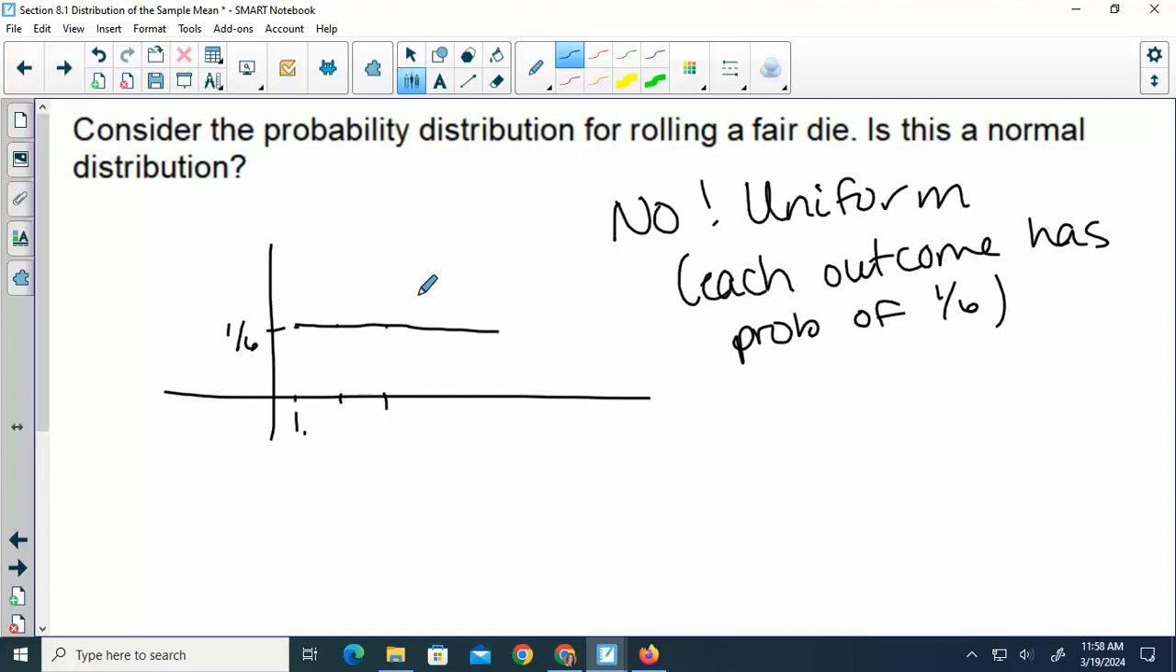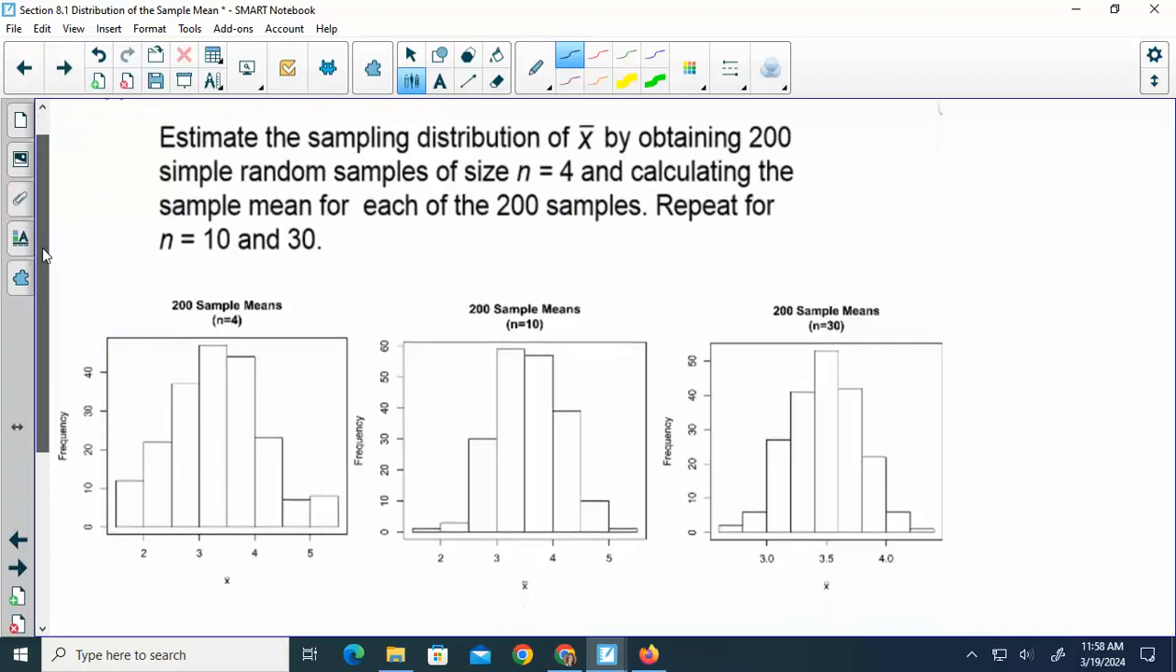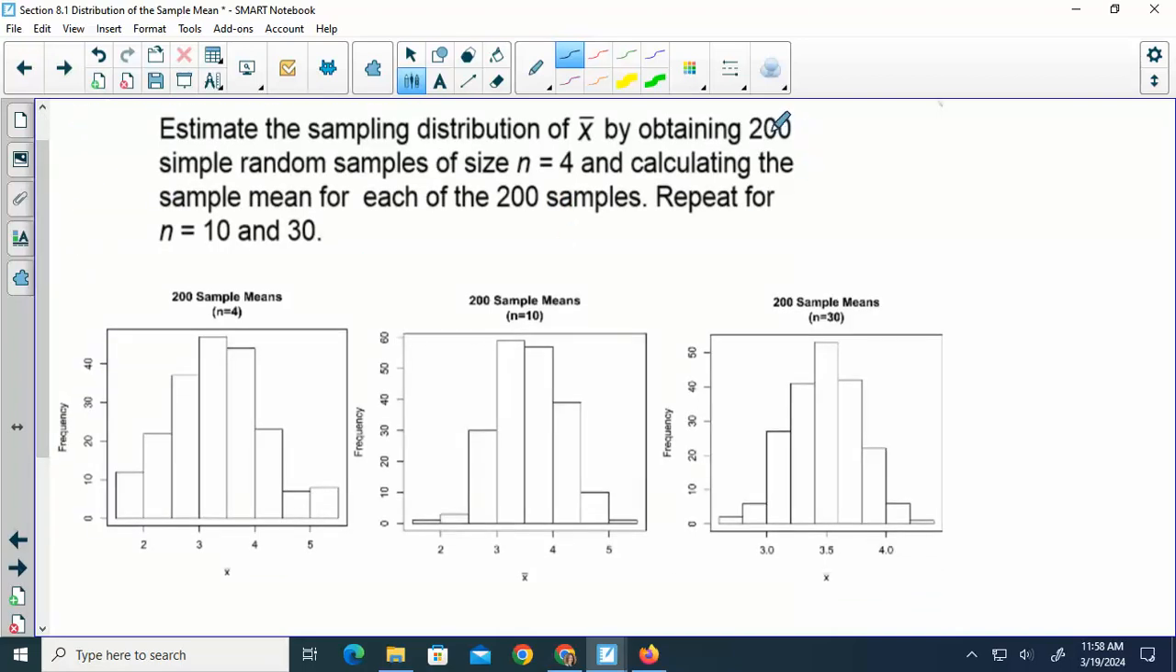If I take a graph, this is a sampling distribution of the sample means when I had 200 samples of size 4. Basically, I rolled my die 4 times, got the average, and I did that 200 times. Okay, and then this is when I had 10 in my sample and 30 in my sample.